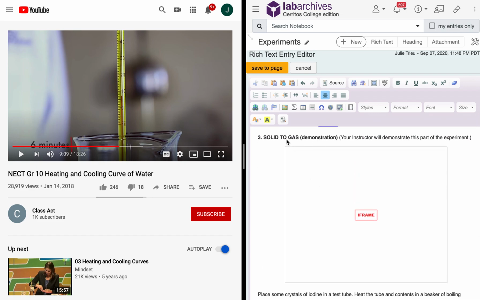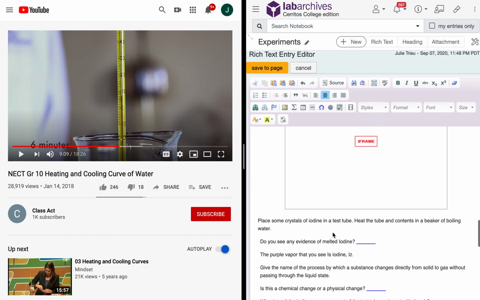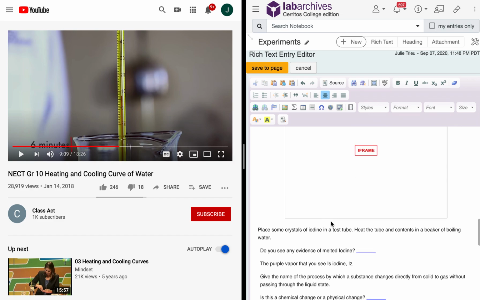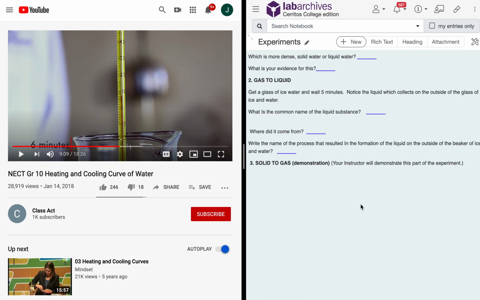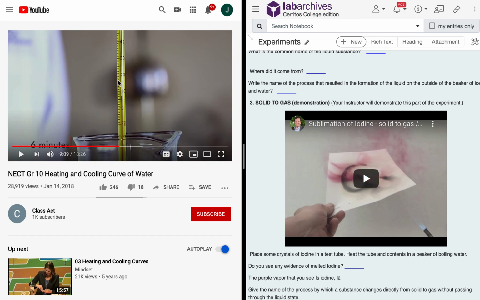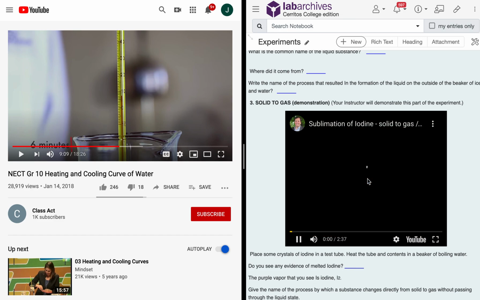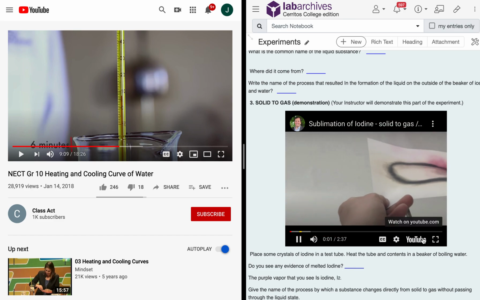Solid to gas. This process is called sublimation. So you're going to watch the videos, save this, and load the video. Sublimation, which is this one.